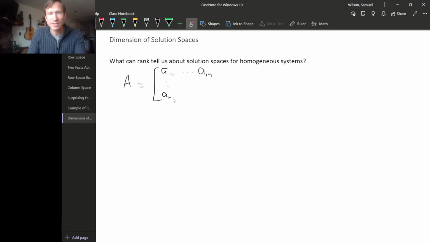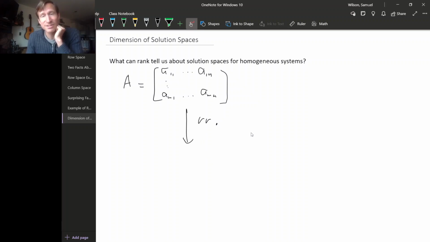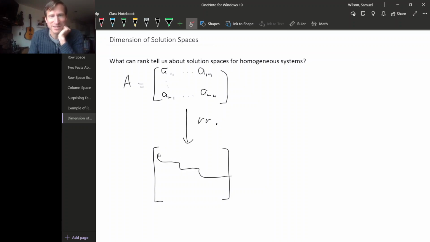So if we have this matrix that represents a homogeneous system, we could ask what its rank tells us about the solution set for this homogeneous system. Well, remember how we solved homogeneous systems. We did row reduction to get some reduced row echelon form, and we used the reduced row echelon form to describe the collection of solutions. So in a reduced row echelon form, there's going to be this stair step of pivots. Everything below that is 0.